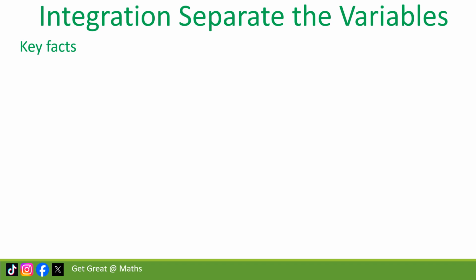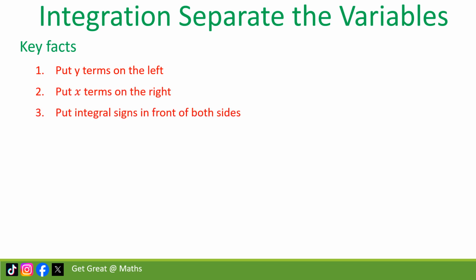We're going to be looking at integrating using separating the variables. Now the key fact for this is that you need to put the y terms on the left, the x terms onto the right, and then you're going to put integral in front of both of the sides, and then you're going to integrate both of them. So an example of this is the function dy by dx is equal to x squared y. So if you've got a function in terms of x and y, you have got to separate the variables in order to be able to find the value of y.